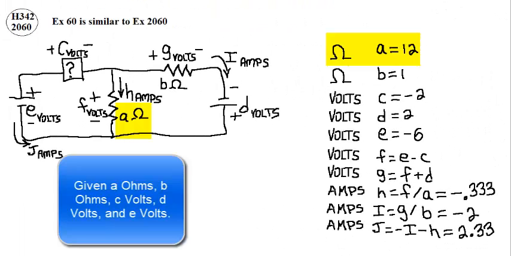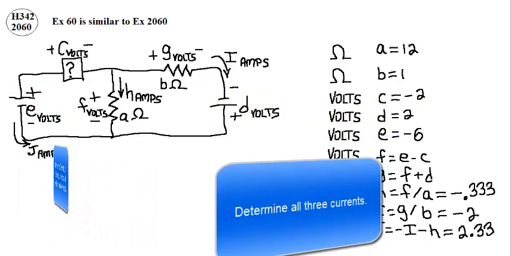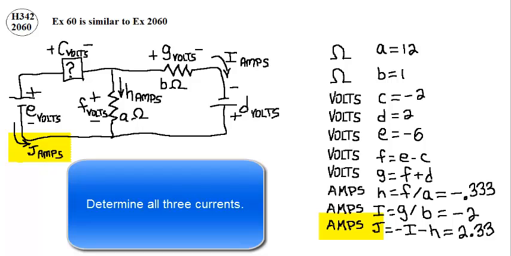Given A ohms, B ohms, C volts, D volts, E volts, determine all three currents, J, H, and I.